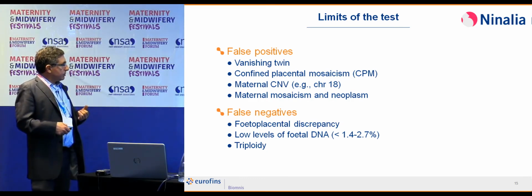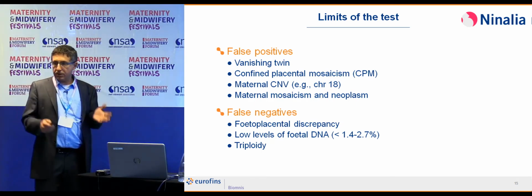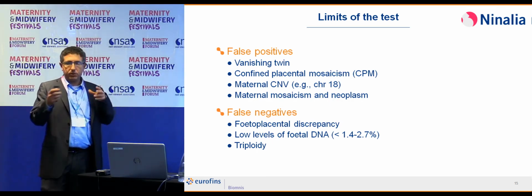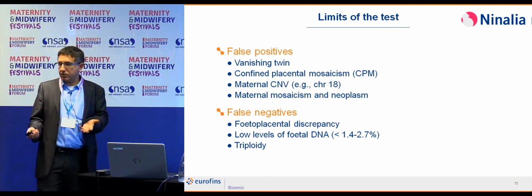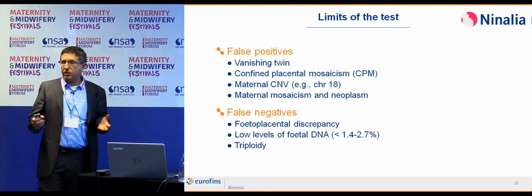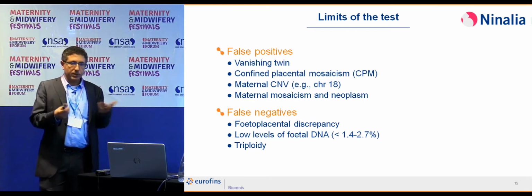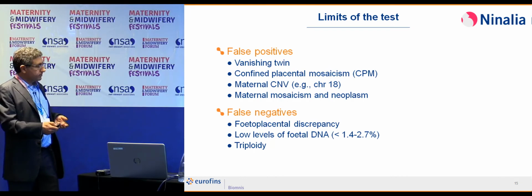And triploidy cannot be detected with our test. Our test is comparing the amount of chromosome 21, 18 or 13 with another chromosome, which is a reference chromosome. If you have a triploidy, all the chromosomes are in three copies. So there's no discrepancy between 21 and the others.